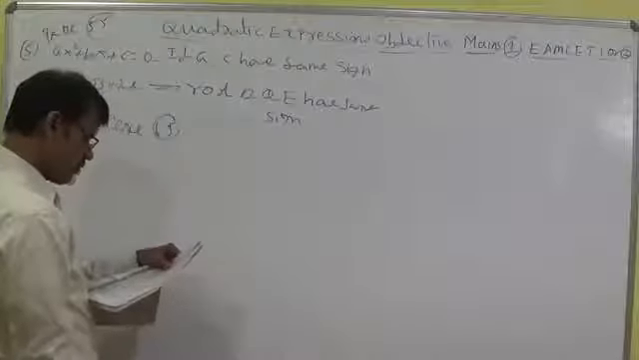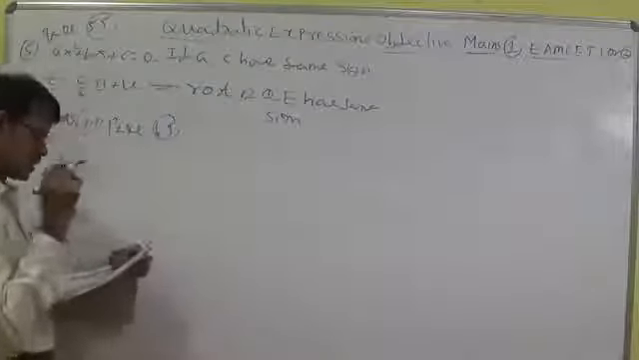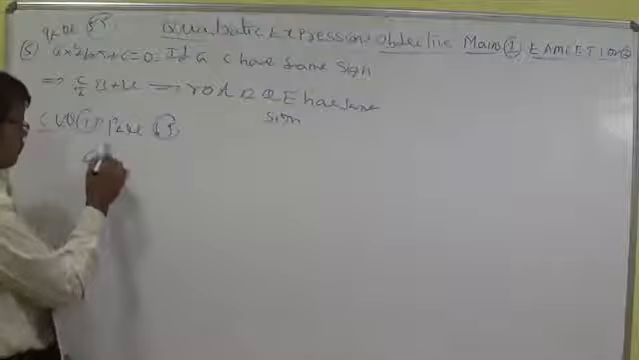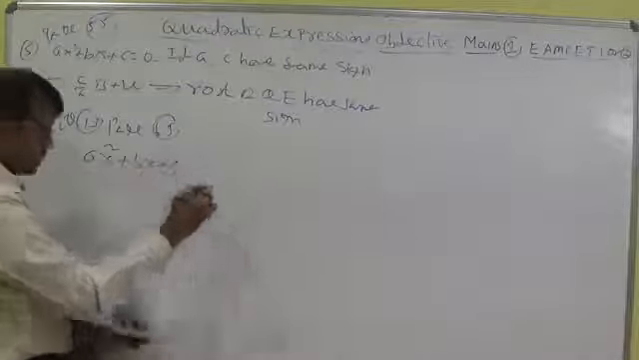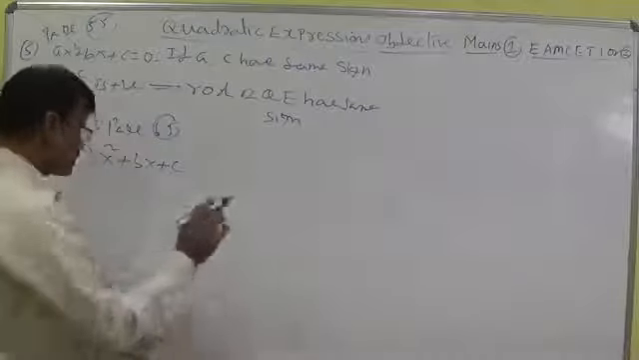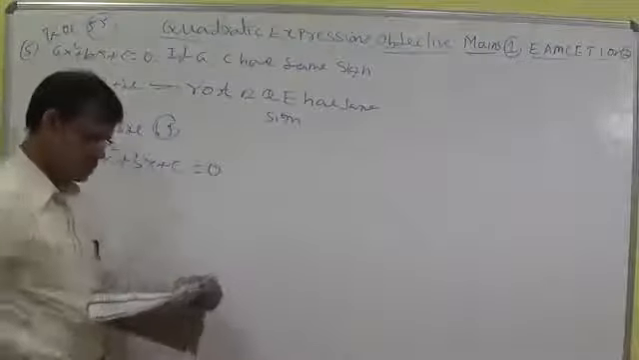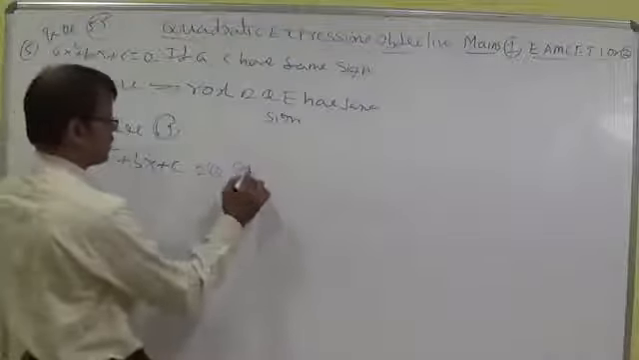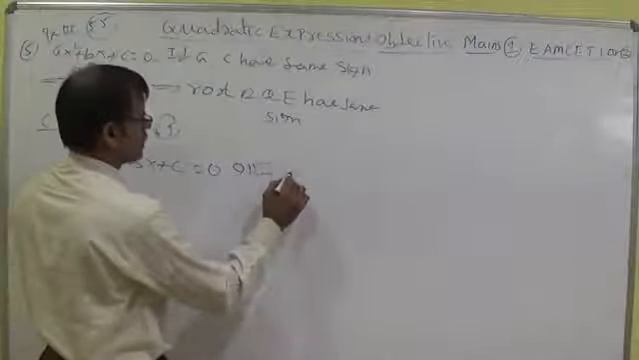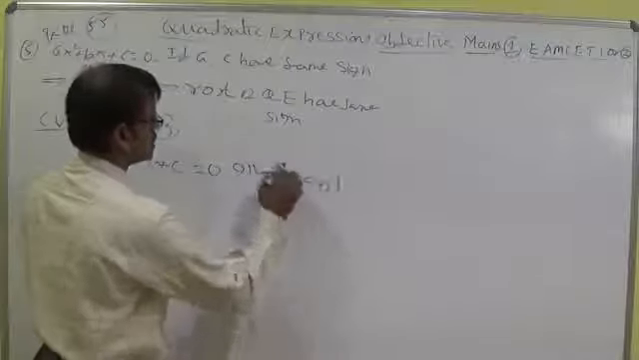CUQ page 65, you see the question: both roots are negative, he has given. Both roots are negative. ax² + bx + c = 0, the quadratic equation, is equal to 0. Both roots are negative and the condition given is b less than 0.